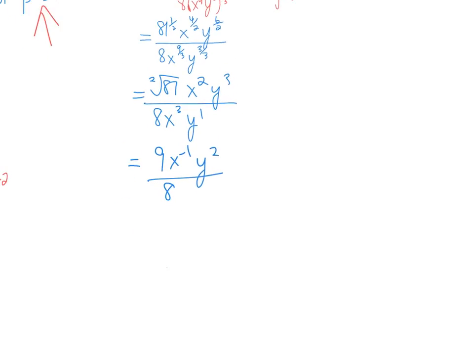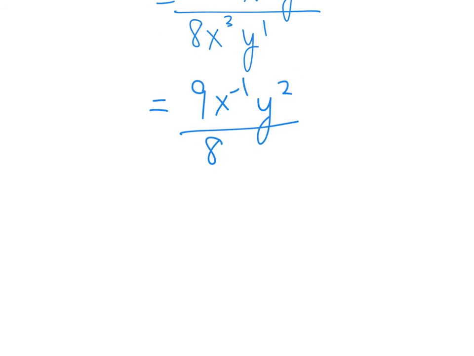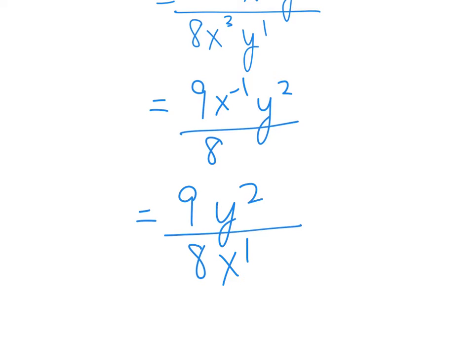They want us to leave this simplified in rational form with positive exponents. So the 9 over 8 is reduced. The x to the negative 1 gets brought to the denominator, so it's positive. And the y squared stays in the numerator. So we have a simplified algebraic expression in rational form with positive exponents.